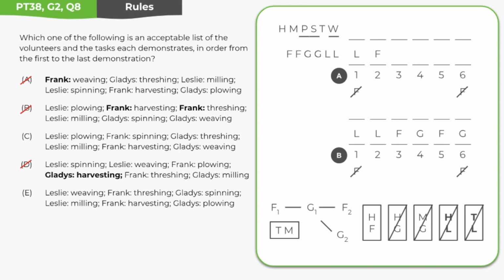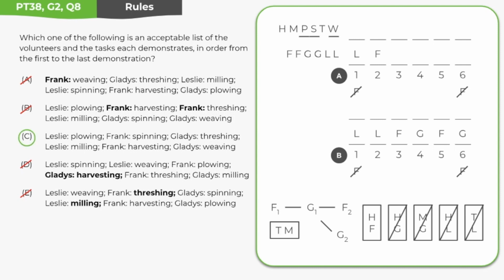And then the next rule about L not doing either H or T, well, it doesn't seem to break a rule. So we can kind of pass over that one. And then we can look at the last rule. T and M need to be consecutive. That breaks answer choice E and allows us to choose answer choice C and move to the next question.